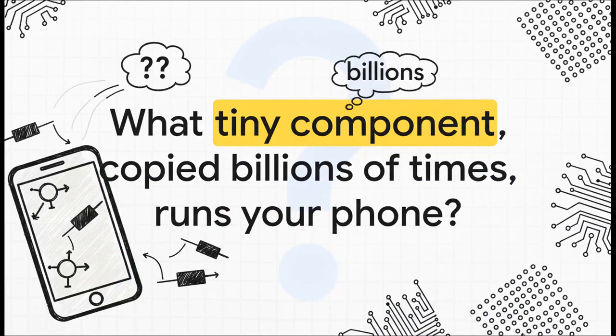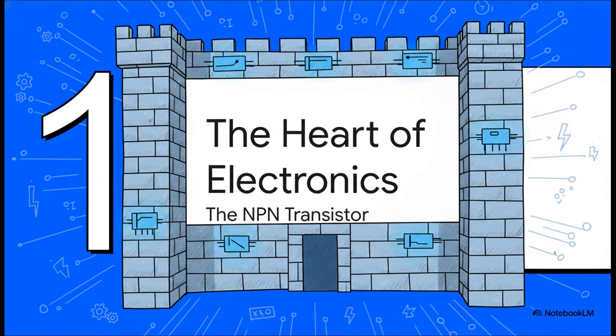So let me ask you this. What do you think is the single most important component inside your phone? I mean, we're talking about something that's repeated billions of times. Any guesses? Well, the answer is the transistor. And today, we're going to zoom in on one particular type, the real hero of our story, the NPN transistor. Seriously, you can think of this thing as the fundamental building block. It's like the single most important Lego brick in the entire set of modern technology.